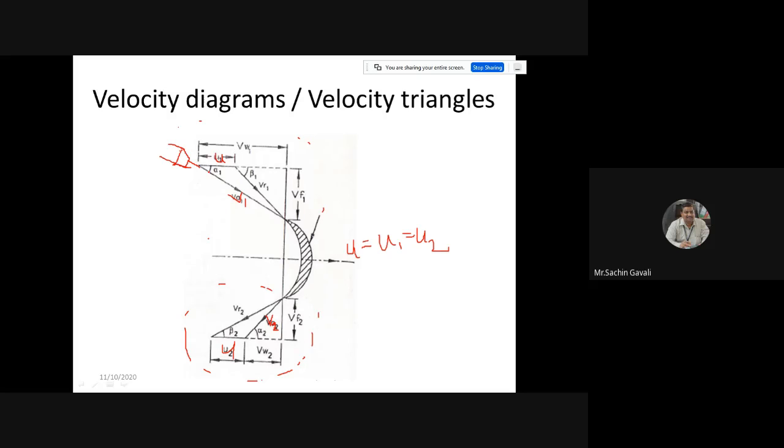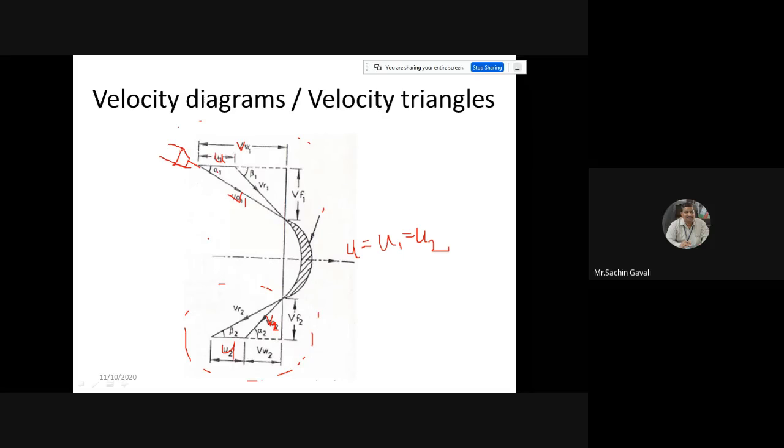Now here the steam is coming from the nozzle and impacting, and this nozzle is located at angle alpha 1 with the horizontal or tangential direction. This is called alpha 1, this is called v1. This v1 has two components. Horizontal will be vw1, and vertical will be vf1.